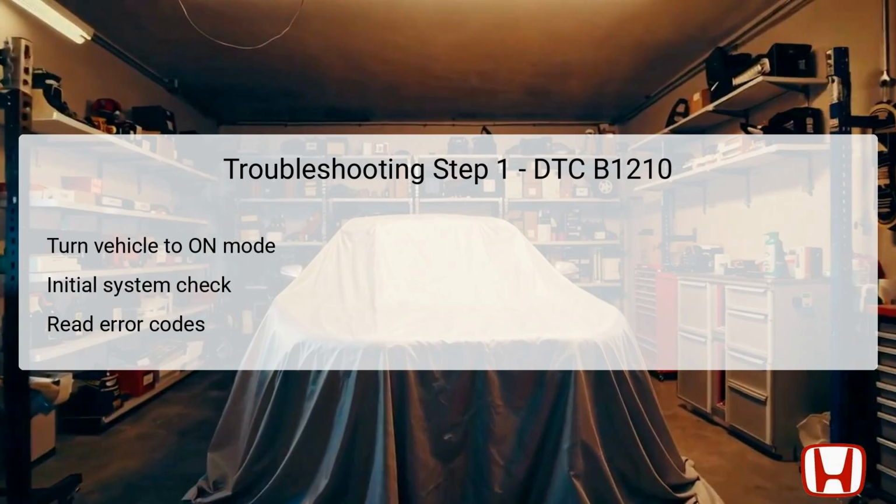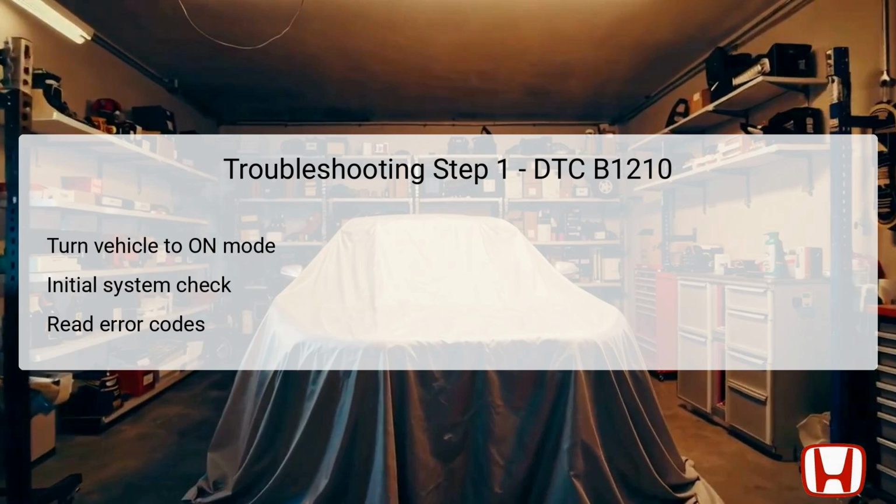The first step in troubleshooting DTC B1210 involves turning the vehicle's ignition to the ON mode without starting the engine. This action powers up the climate control system, allowing it to perform an initial check of its components. By doing so, the technician can assess whether any immediate error codes are present, including DTC B1210, and examine if any symptoms appear on the climate control unit's display. The ON mode will activate the internal ECU and provide crucial data that can be used for further diagnostics.